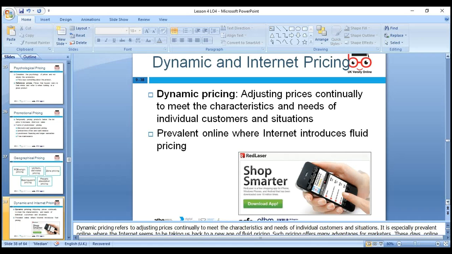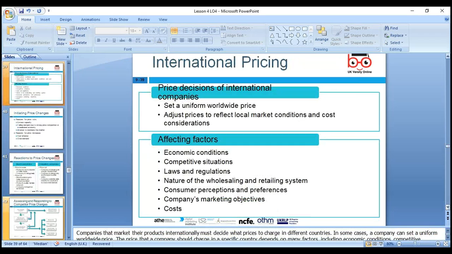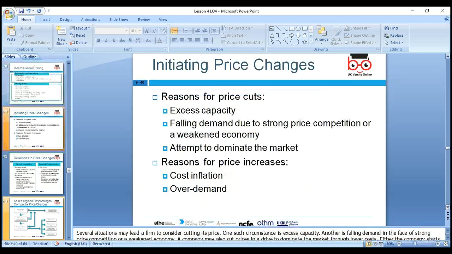Internet pricing: adjust prices continuously to meet the characteristics and needs of individual customers and situations. International pricing: price decisions of international companies. Set a uniform worldwide price, or adjust the price to reflect factors like economic conditions. All these are factors, so we need a good understanding of these.